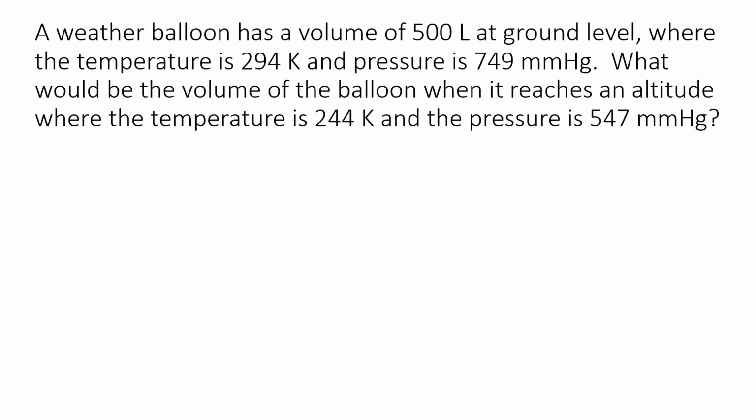First question: a weather balloon has a volume of 500 liters at ground level where the temperature is 294 K and the pressure is 749 millimeters of mercury. What would be the volume of the balloon when it reaches an altitude where the temperature is 244 K and the pressure is 547 millimeters of mercury?